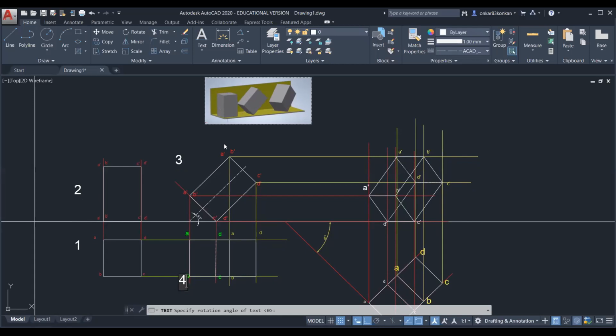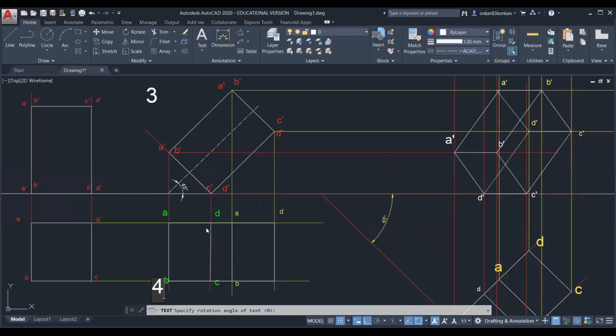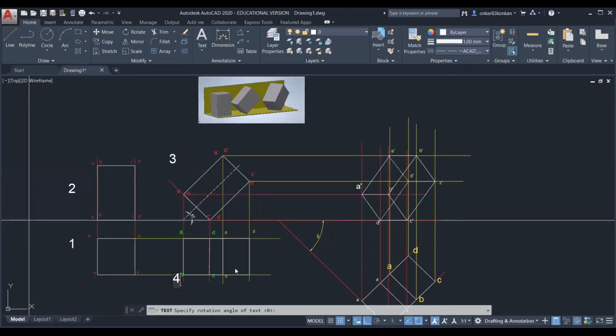Okay, so the edges which are nearer to the observer, they will be visible. Only hidden edge is CD. So here I have shown this by dotted line. So after fourth step, this is the fifth step.